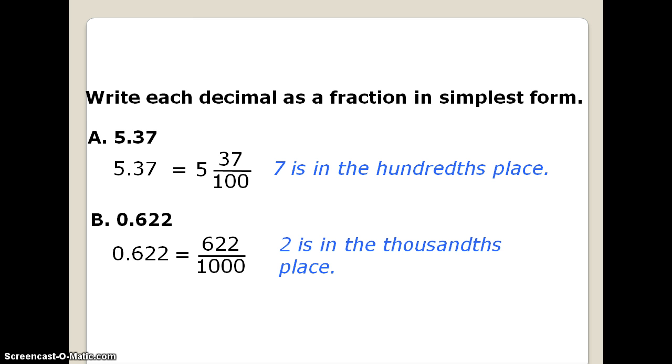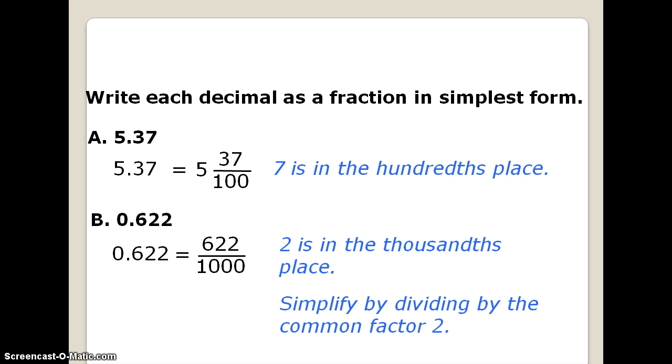Now from there, we should simplify. Going back to example A, 37 only has factors of 1 and 37, and we know 37 does not divide equally into 100, so that is simplified. Now 622 and 1,000 are both even, so we know for sure they can be simplified. If we don't want to figure out the greatest common factor, we can just pick a factor, such as 2. If we divide both numbers by 2, we get 311 over 500. 311 is not going to be divisible by the same things as 500, so that is simplified.